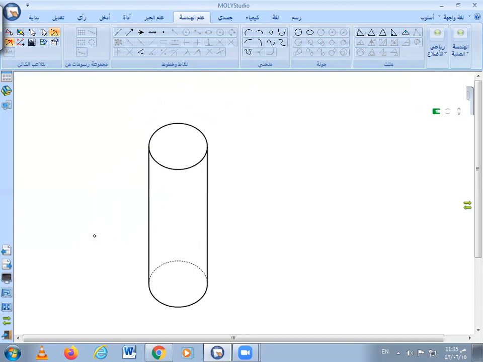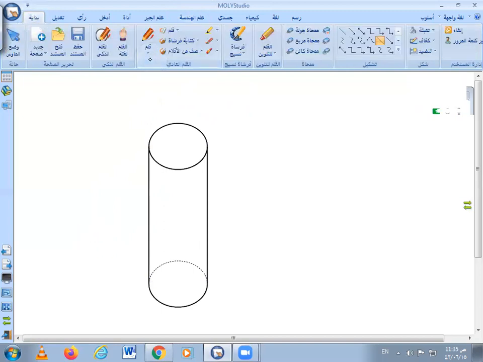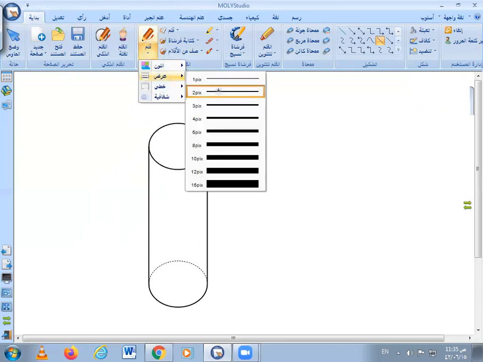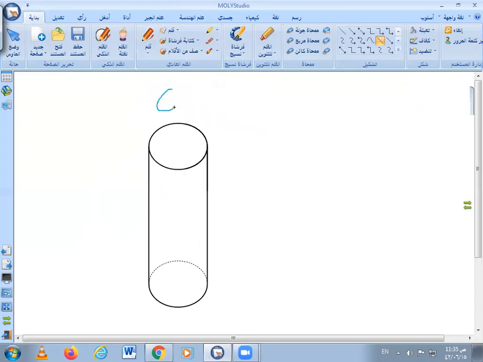This solid is called cylinder. Okay? The cylinder has 2 bases. The base of the cylinder is in the form of circle. Okay?